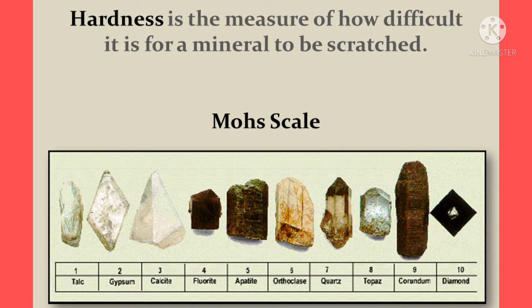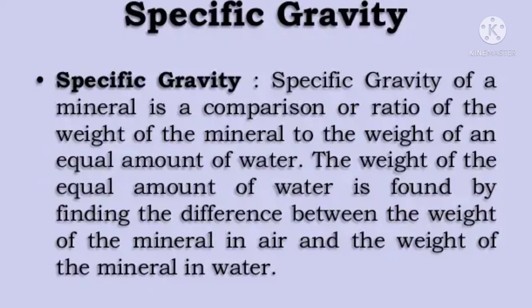their hardness. Then the next, or the last, physical characteristic of the mineral is the specific gravity. The ratio between the weight of a given object and the weight of an equal volume of water. The object is weighed in air and then weighed in water, and the weight in air is divided by the difference of the two weights.